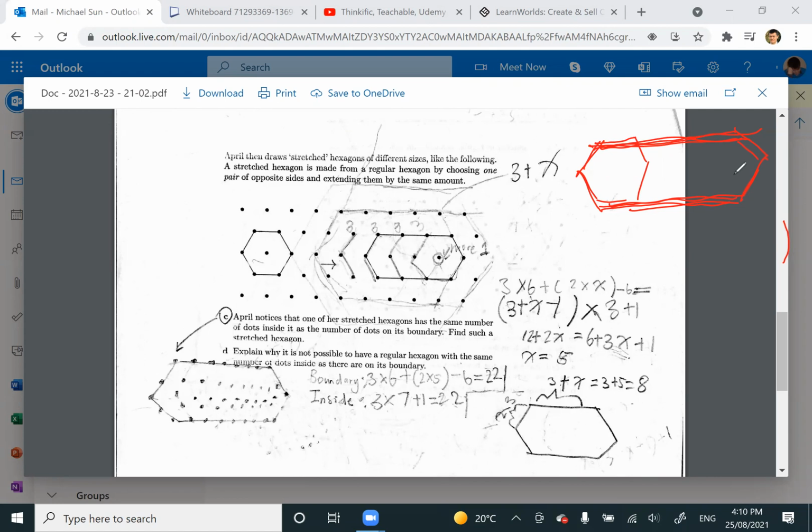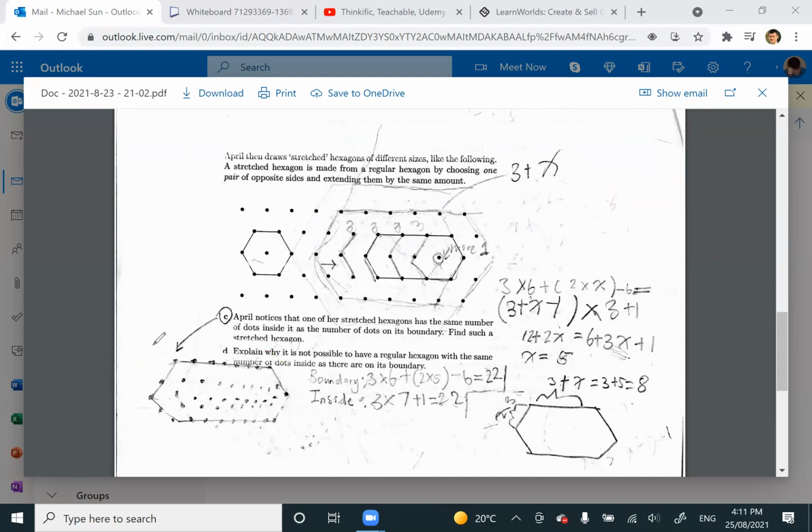April notices that one of her stretched hexagons has the same number of dots inside it as the number of dots on its boundary. So that's what you have to find. Find a stretched hexagon that has the same number of dots on the boundary, which is these ones, right? As there are inside the hexagon. So as these ones. Understand? It's like this picture here. So that's part C.